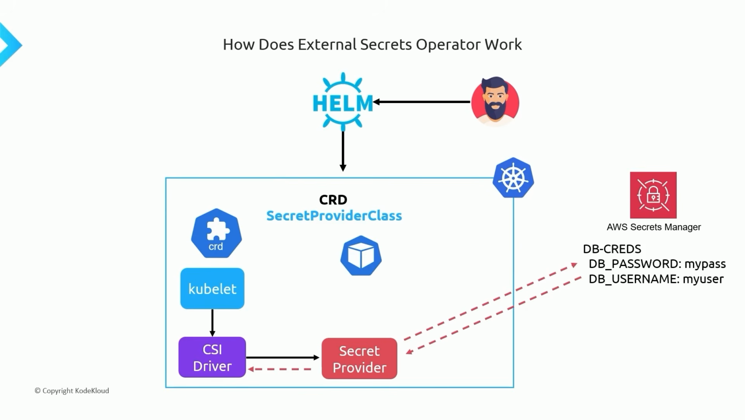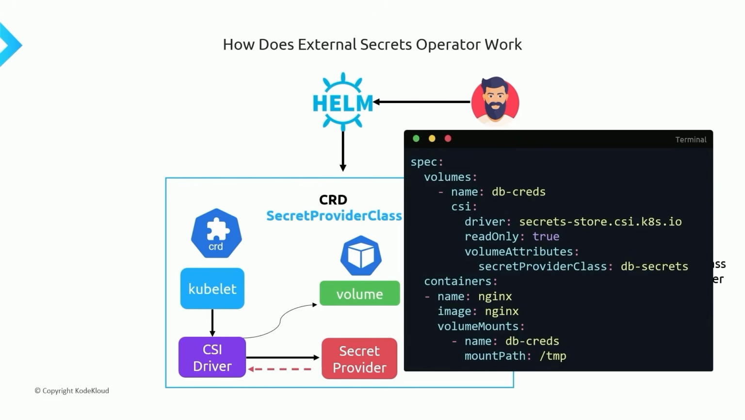And at that point, we can then go ahead and create our pod, and the CSI driver is going to then mount the volume onto that pod. And that volume is going to contain the secrets that we pulled from AWS. And it's going to mount it specifically in the location that we specified. So in this case, we said we want to mount it in the /temp directory. And so it's going to mount all of those credentials as a file into that /temp directory.